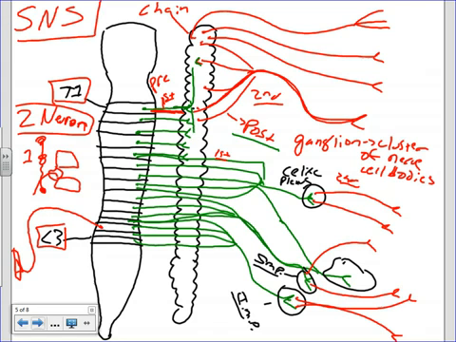And then obviously many different tissues will be innervated, such as the eye. These two would be salivary glands. This would be the heart.